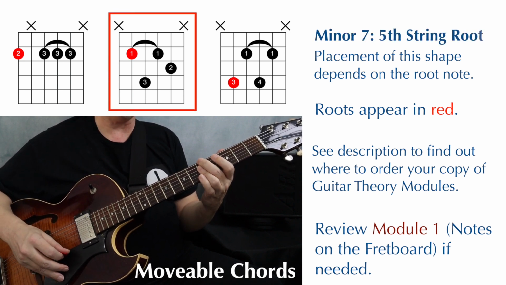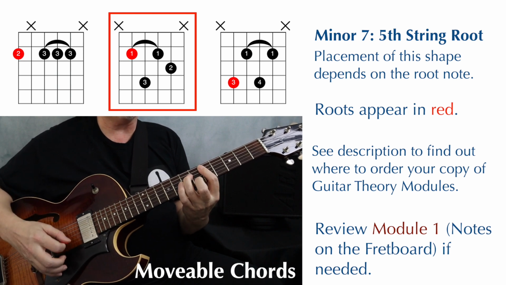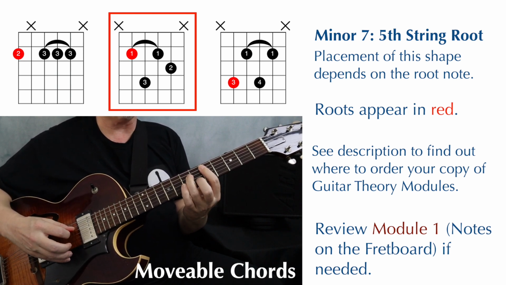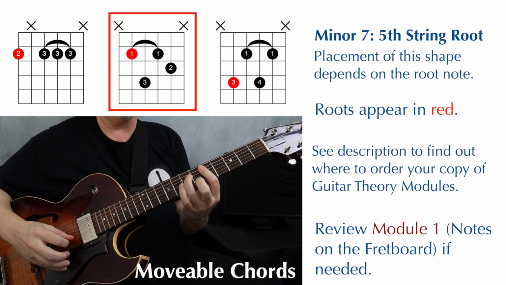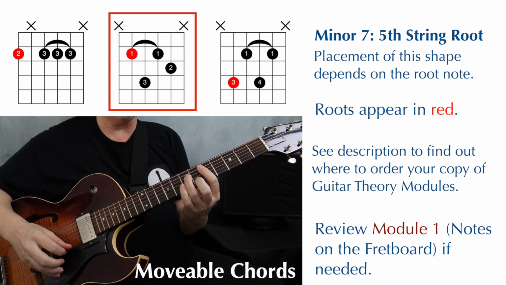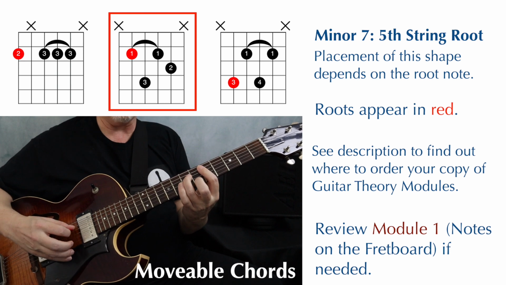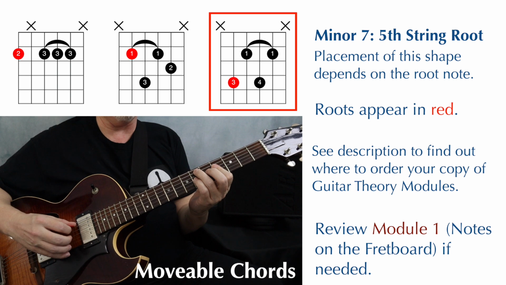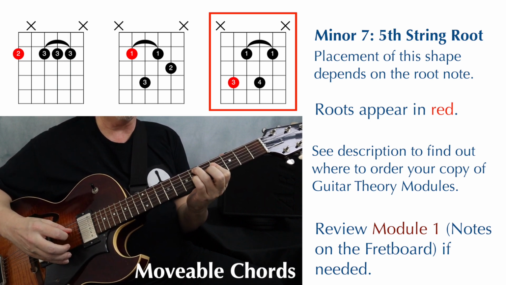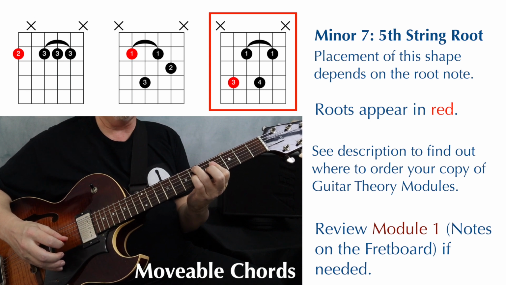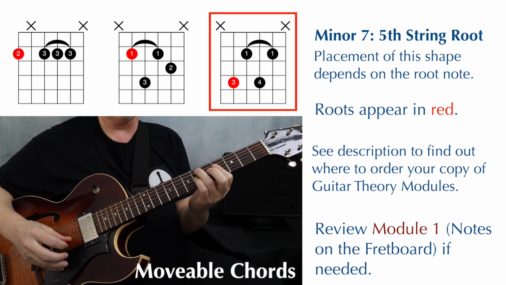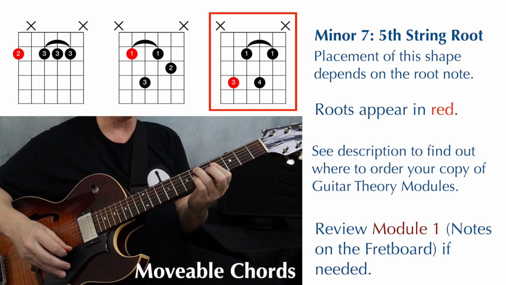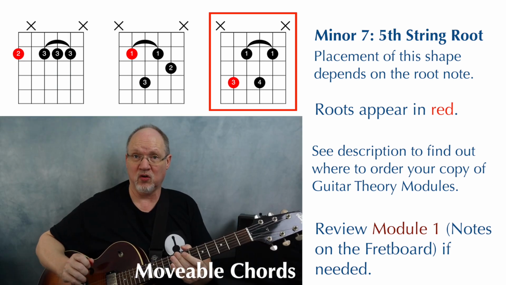Here's a minor 7 shape you can play with the root on the 5th string. Finger 1, 3, 1, and 2. So finger 1 is barring across strings 3 through 5. And here's another minor 7 shape you can play with the root on the 5th string. This is fingers 3, 1, 4, and 1. So now finger 1 is barring across strings 2 through 4. So those are the chords that we can use for our 1 chord, minor chords or minor 7 chords.